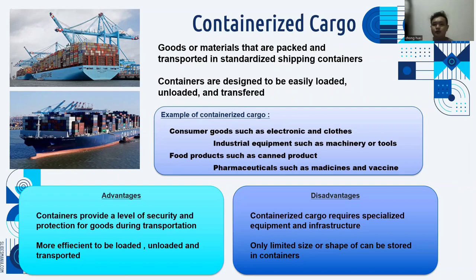Containerized cargo are goods or materials that are packed and transported in standardized shipping containers. Containers are designed to be easily loaded, unloaded, and transported in three ways, which are ocean, air, and also land. So, for example, containerized cargo includes consumer goods such as electronics and also clothes.